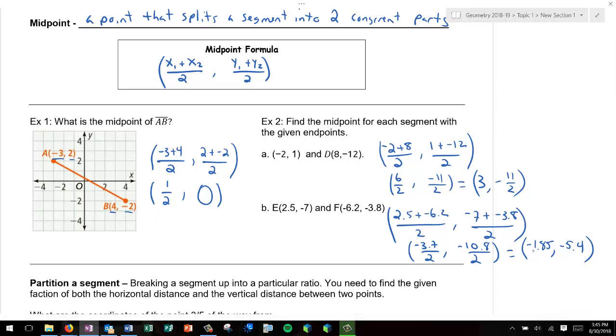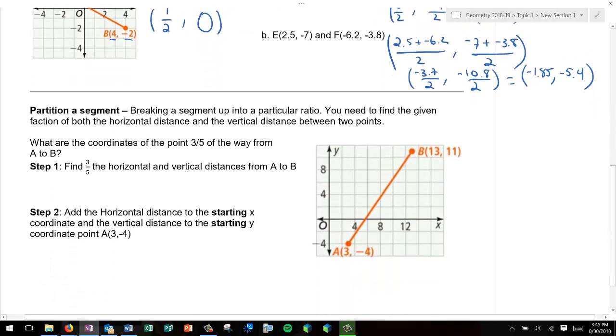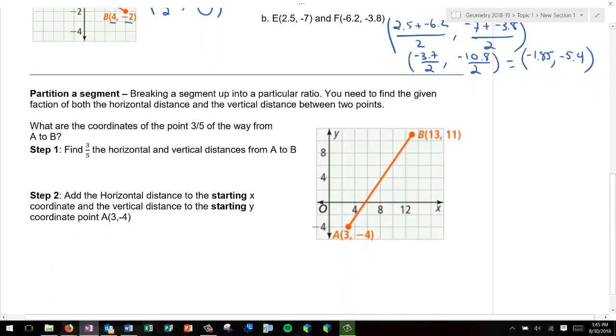Now, the other big piece that we're going to look at that is going to be new is when we partition a segment. Meaning, I don't want to know right in the middle, I want to know a portion of the segment. I want to break it into equal parts, but I don't want to go right in the middle. I want to do a little bit less or a little bit more. So what you're going to do is you're going to break it into a particular ratio, a comparison of two things.